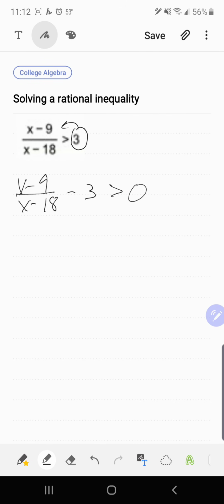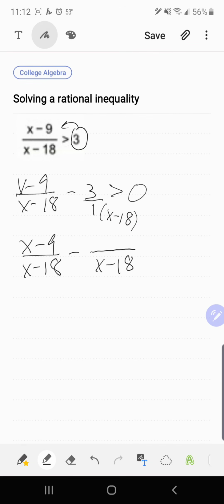And then we're going to have to get a common denominator so we can combine these two terms. So the first thing we're going to do is make the 3 into a fraction. And then we're going to have x minus 9 over x minus 18 minus. Now for these fractions to have a common denominator, the 3 over 1 is going to have to get a denominator of x minus 18. So in other words, I gave an x minus 18 to the bottom, and whatever I do to the bottom, I have to do to the top. So that's going to give me 3 times x minus 18, and all of that greater than 0.